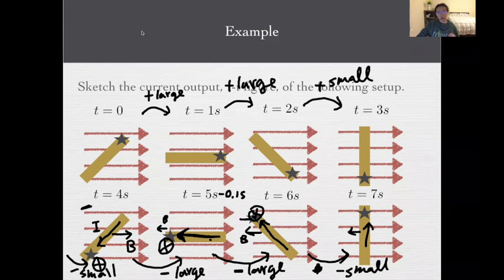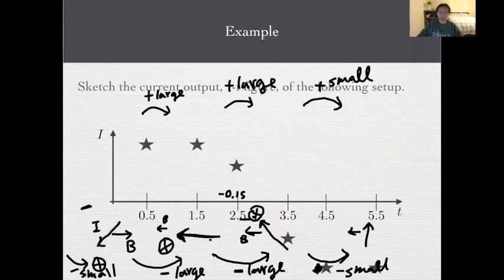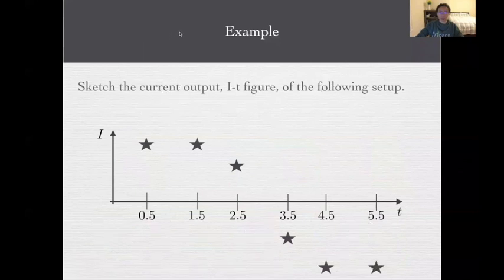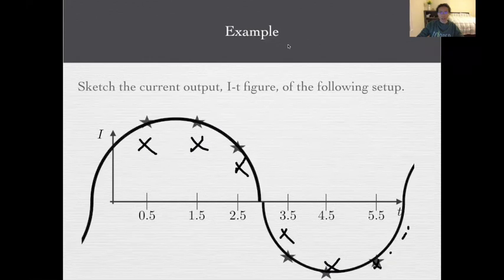Now I'm going to put all of this idea together and try to make a plot. Okay, remember, we said from 0 to 1 second, it's very positive, a little bit positive, negative, very negative, and so on and so forth. If you connect all the dots, this is what you will get. You get a sine shape.